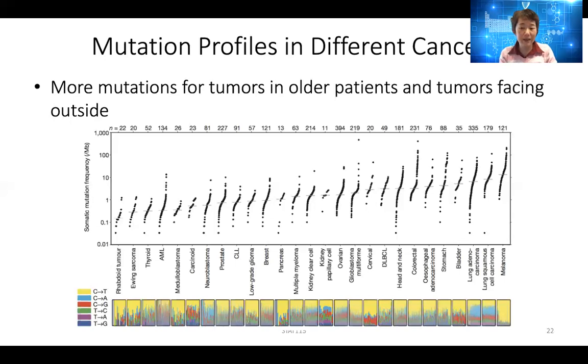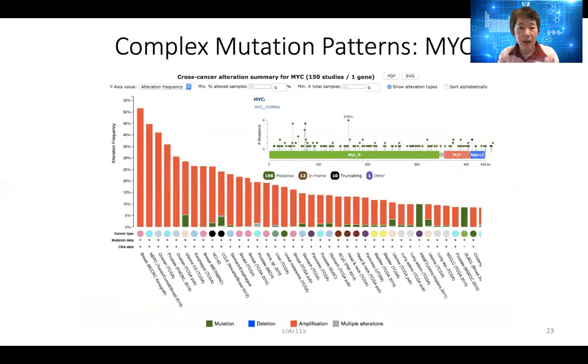Whereas the tumors that face inside, such as brain or blood, and also say prostate, they don't really face outside. They usually have fewer mutations. And you can look at the mutation pattern very often to see whether this is an oncogene or not.